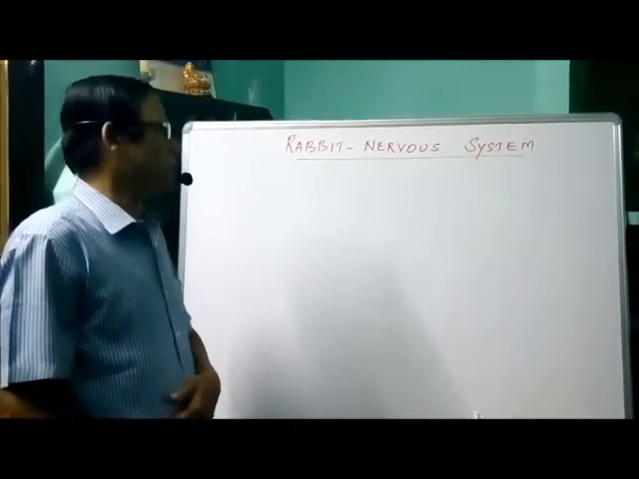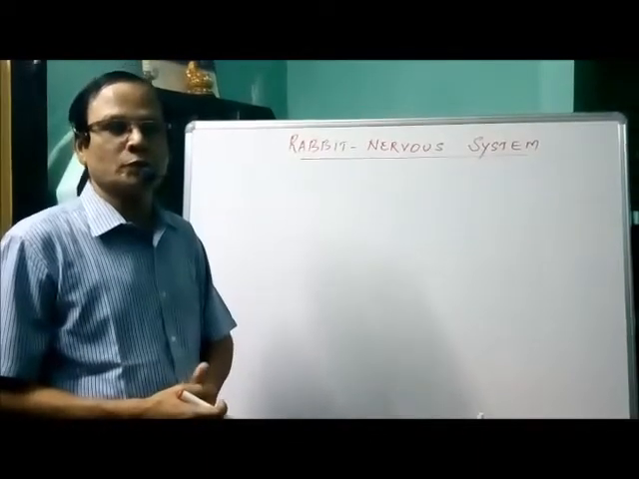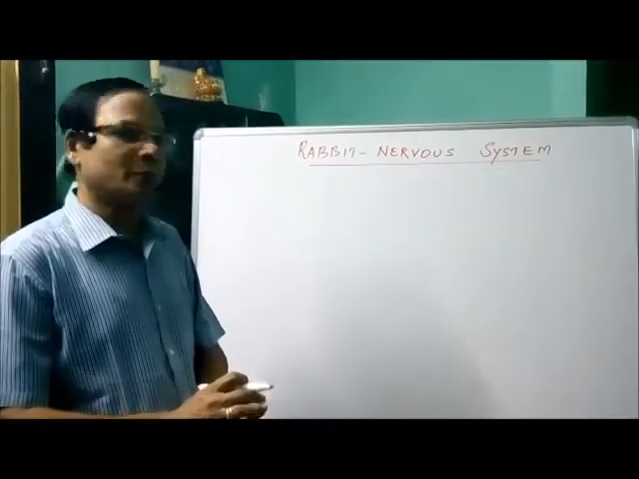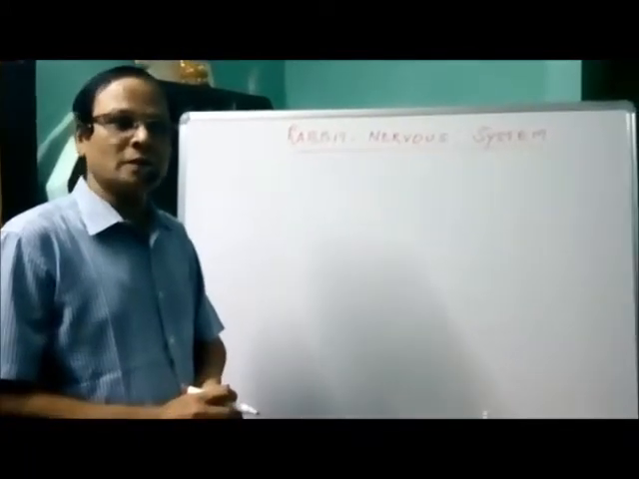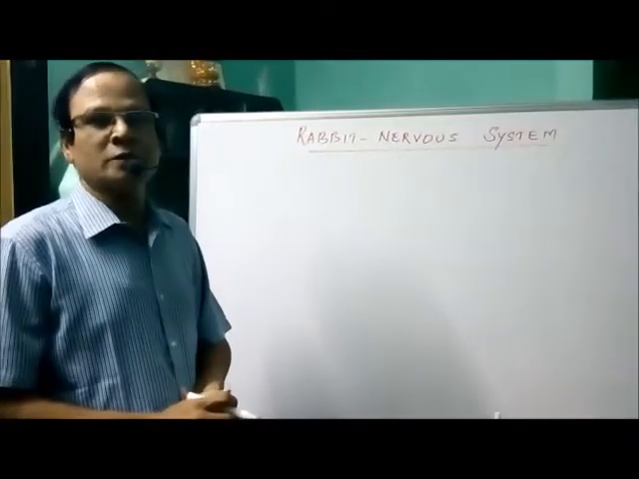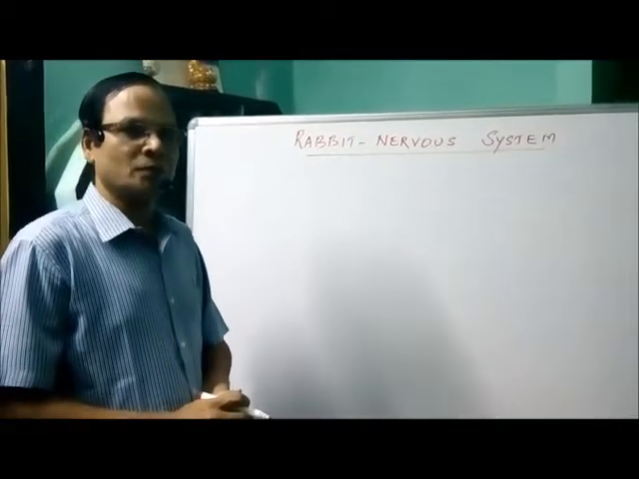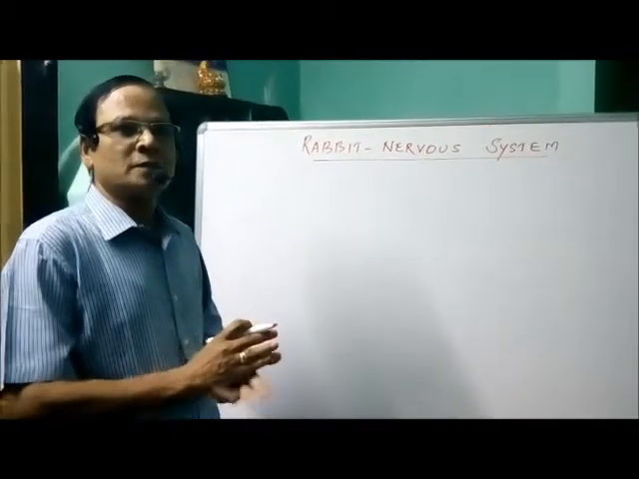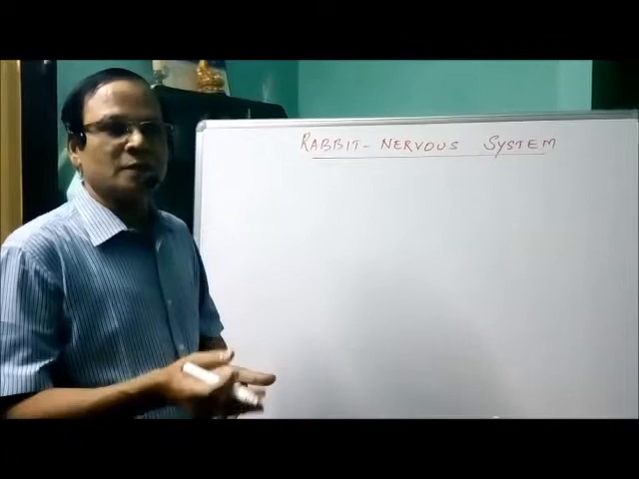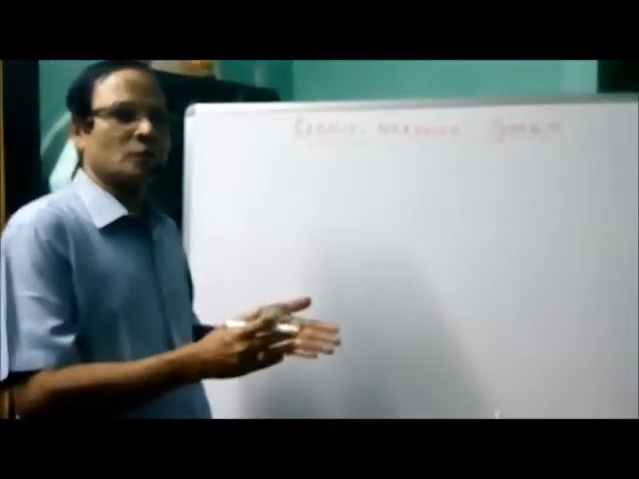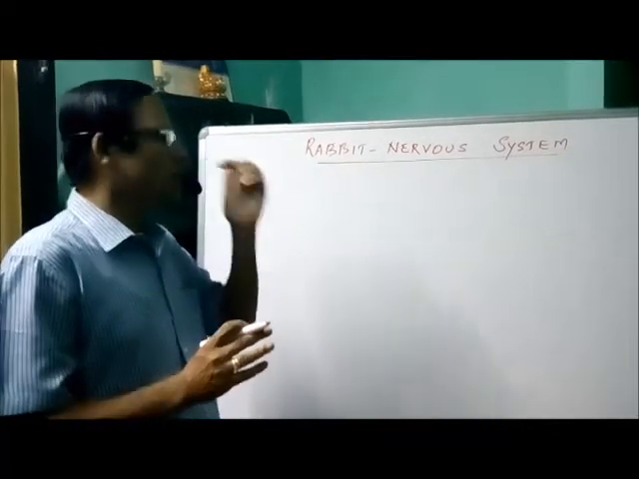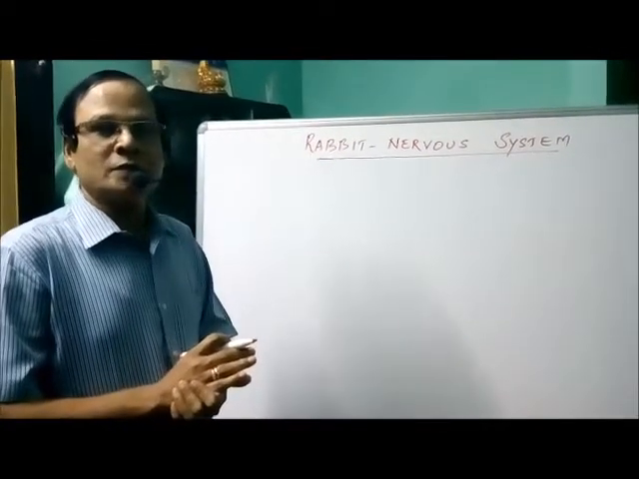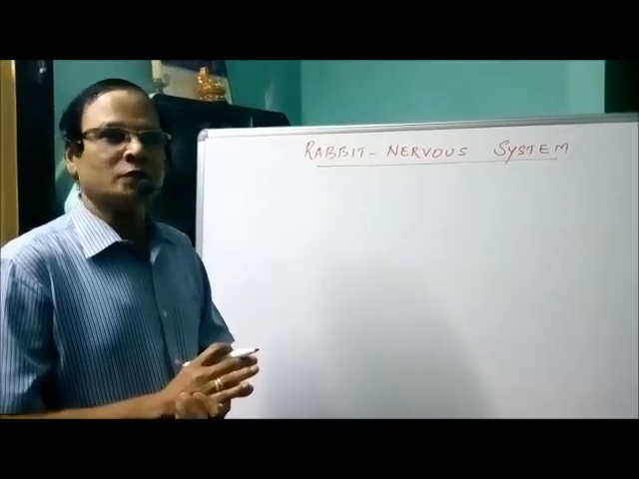Hi students, today we have to talk about the nervous system in rabbit. In all vertebrates, we have the same fundamental basic pattern of nervous system. Only there is an increase in complexity, as in the case of human beings, while in lower vertebrates the complexity is somewhat decreased. Now, as a general rule, the nervous system is formed of three divisions.